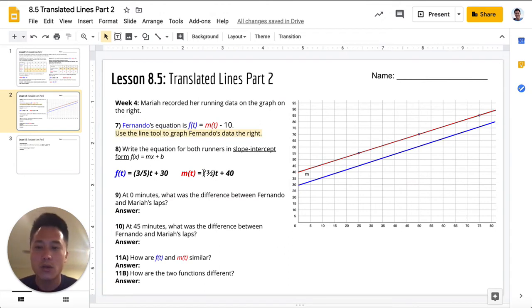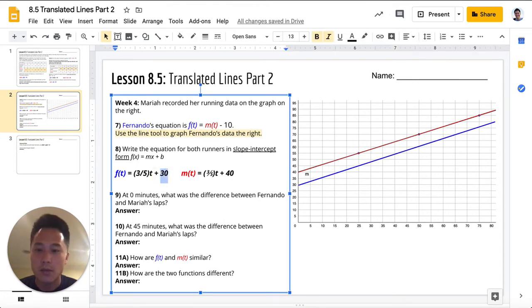Let's just compare these two equations for a moment. Notice that they have the same slope because they run at the same rate. And then Fernando's y-intercept is 10 less than Mariah's intercept. That's the same thing we have right here. Fernando's is equal to Mariah's, but always 10 less than that. So the y-intercept is also going to be 10 less. At 0 minutes, what was the difference between Fernando's and Mariah's laps? Oh, that's what we just said. Fernando has 10 fewer laps than Mariah at 0 minutes.